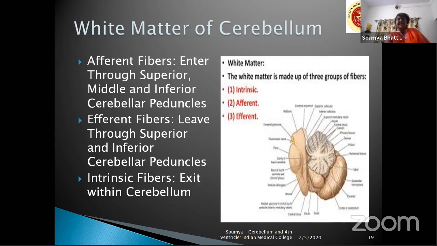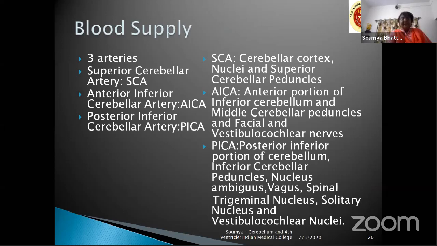Therefore, the white matter of the cerebellum consists of three types of fibers. Look at your diagram on the right. It says efferent, afferent, and intrinsic. Efferent and afferent we have already seen. Intrinsic fibers exist within the cerebellum. So you know that in anatomy we have two terms, extrinsic and intrinsic. Intrinsic is limited to the organ itself. Therefore, over here also, the fibers are within the cerebellum.